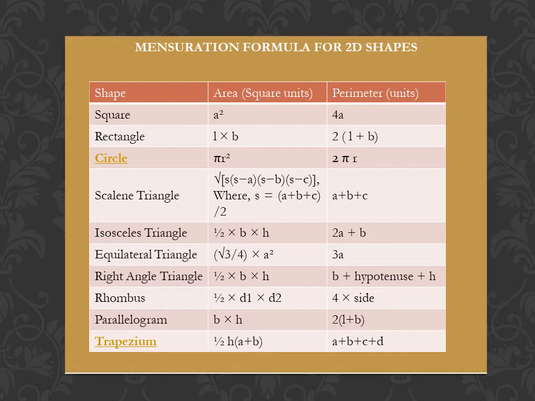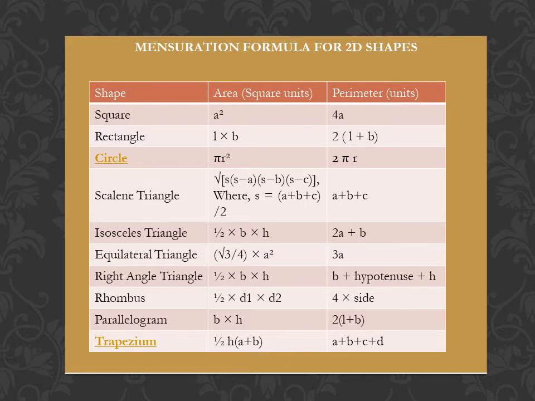So, the formulas of square, area of square comes first. Area is a square and perimeter is 4a units. Rectangle, area is length into breadth. Perimeter is 2 into length plus breadth. Circle, area is pi r square. Perimeter is 2 pi r.